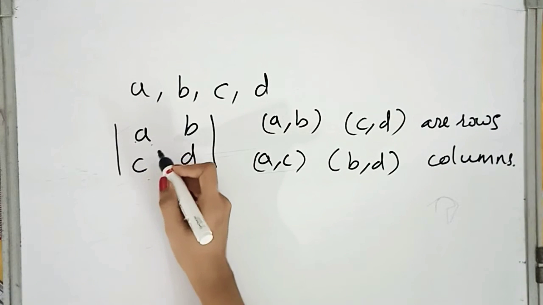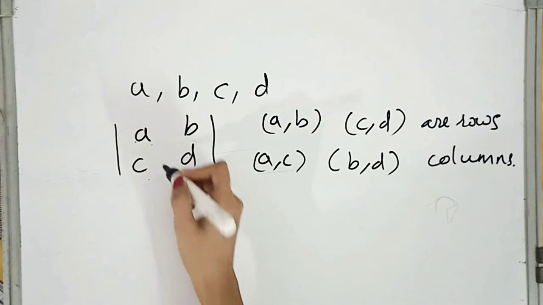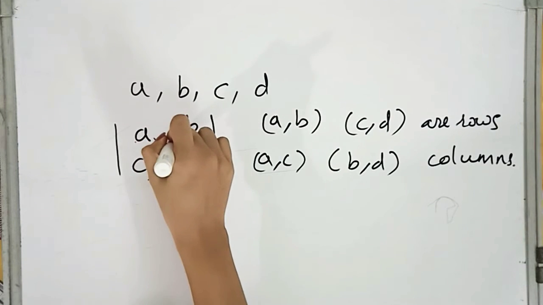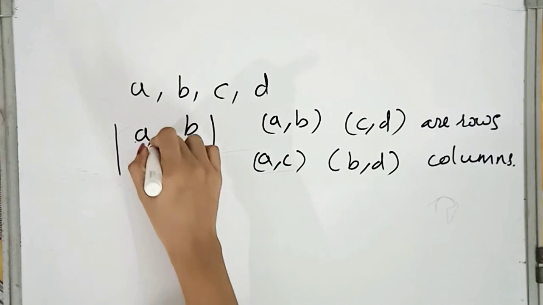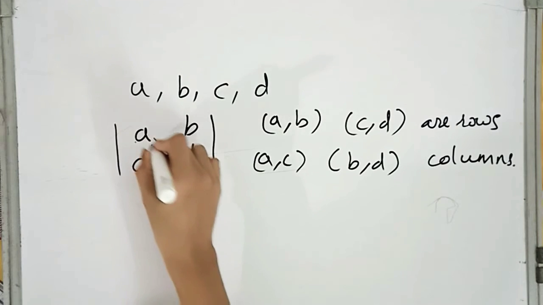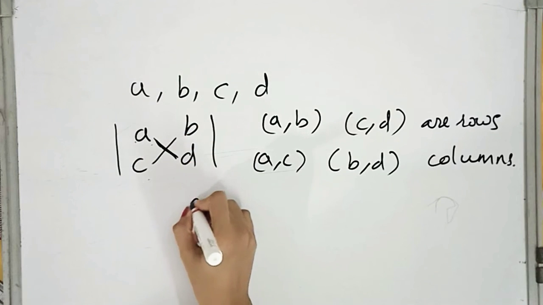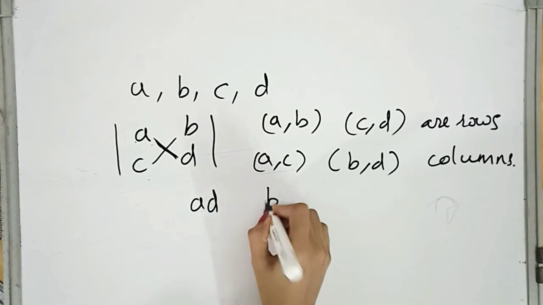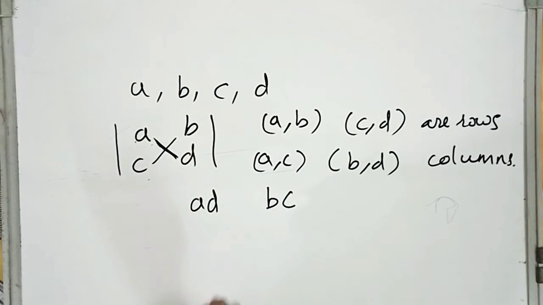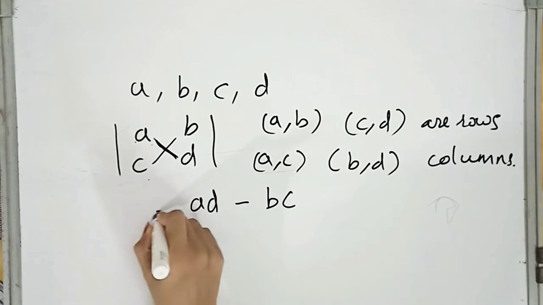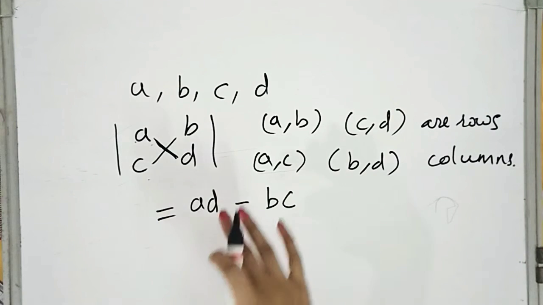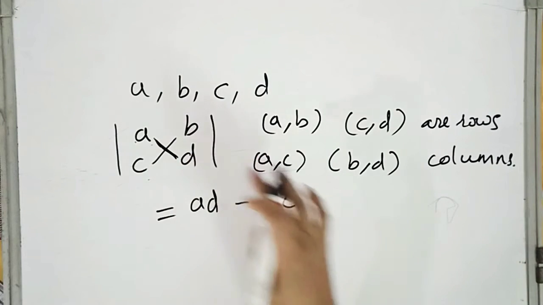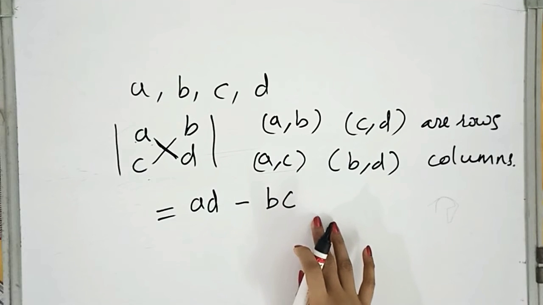Now let's see how to solve this determinant. Make a cross over here. We will multiply the diagonal elements, that is A into D and B into C. Put a minus sign in between. So this will be AD minus BC. This is how we will solve the determinant.